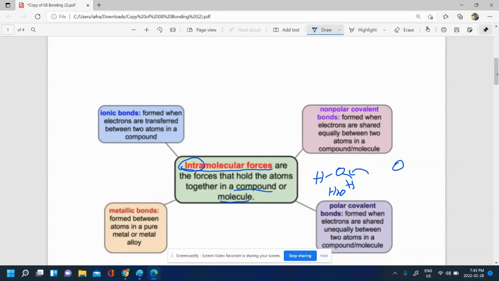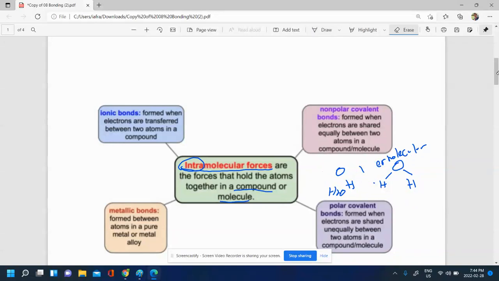Now, water molecules, they can interact with each other. And this is not drawn properly, but essentially the O of one water can be attracted to the H of another water. And this would be an intermolecular force, which is a force that doesn't hold the atoms together within a compound, but it holds different molecules together between each other. And so that would be an intermolecular force, which we'll review later on. But right now our focus is on the stuff that holds the atoms together within a compound.